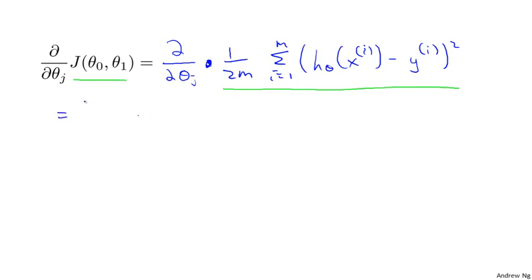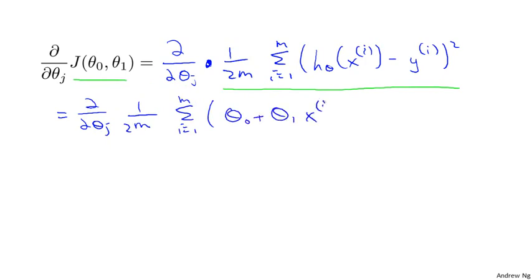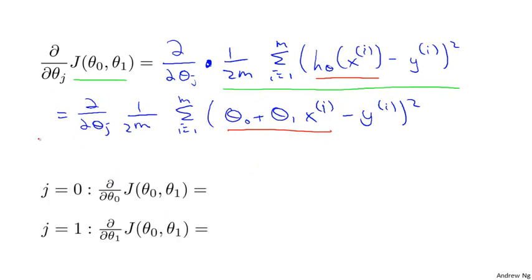And simplifying a little bit more, this turns out to be equal to this, sum from i equals 1 through m of (theta 0 plus theta 1 x i minus y i) squared. And all I did there was take the definition for my hypothesis and plug it in there. And it turns out we need to figure out what this partial derivative is for two cases, for j equals 0 and for j equals 1. So we want to figure out what this partial derivative is for both the theta 0 case and the theta 1 case. And I'm just going to write out the answers.